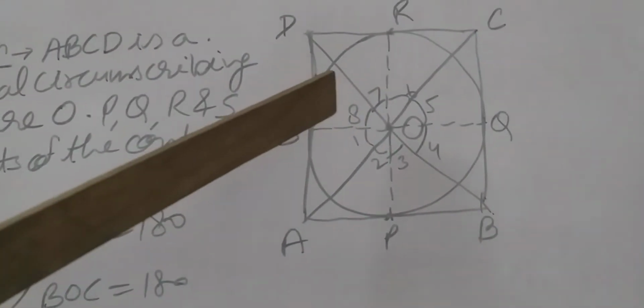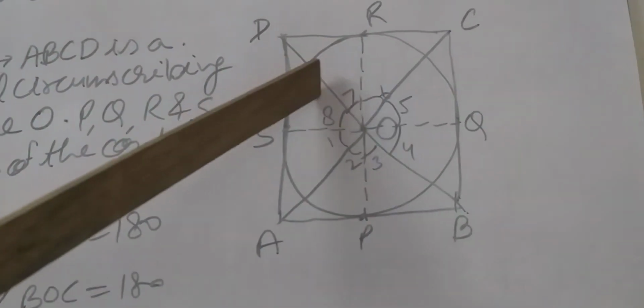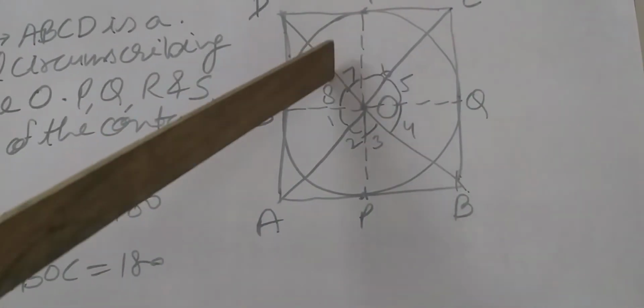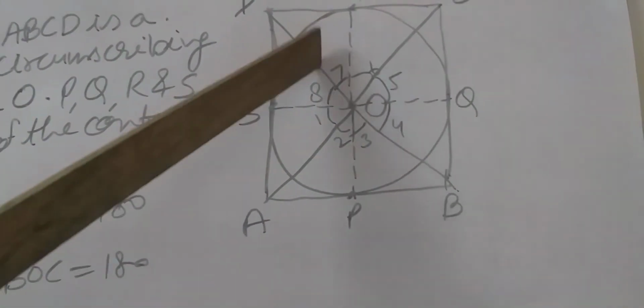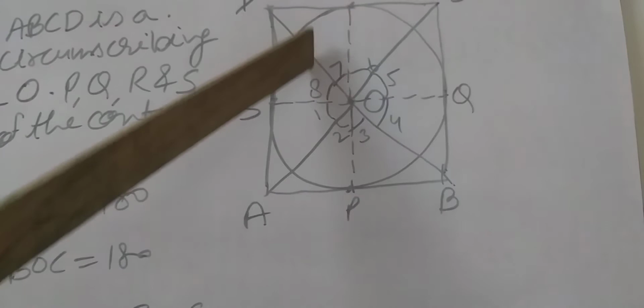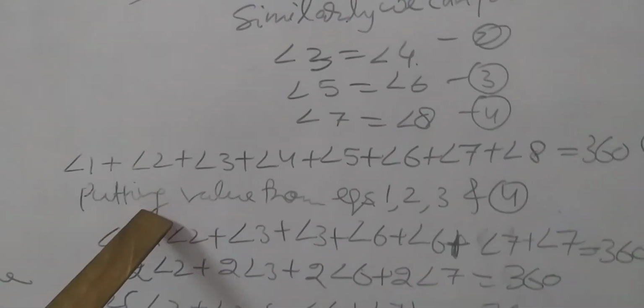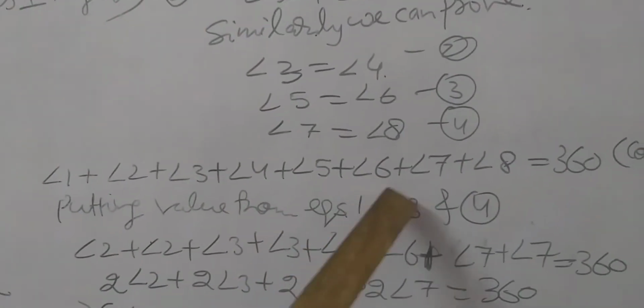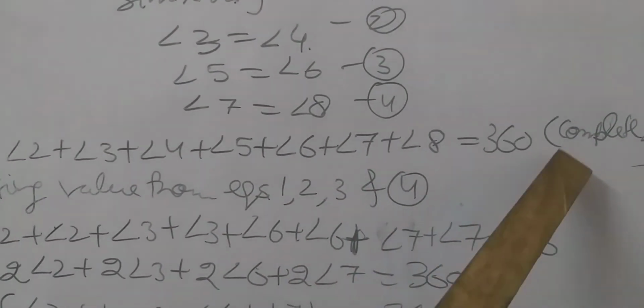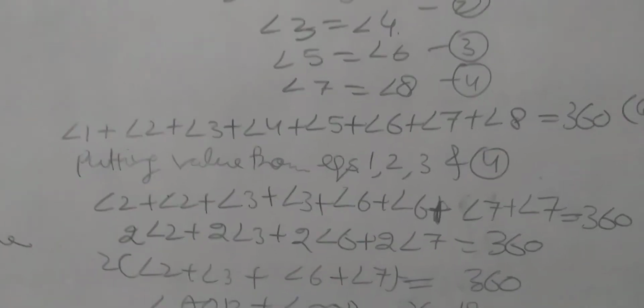Now students, if we add all the angles around the center, their sum should be 360 degrees because it is a complete angle. So we can write angle 1 plus angle 2 plus angle 3 plus angle 4 plus angle 5 plus angle 6 plus angle 7 plus angle 8 equals 360 degrees.